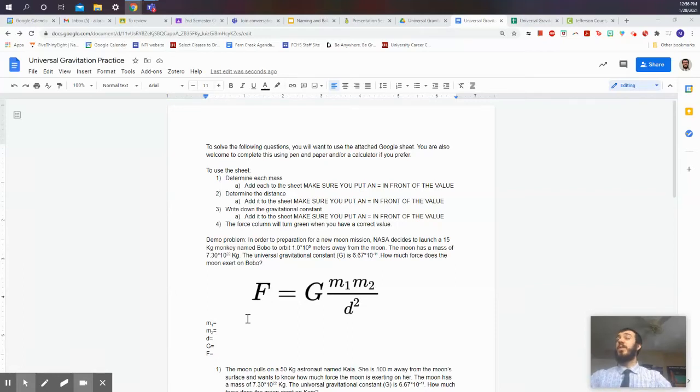Here are the steps for how to solve this demo problem using the Google Sheet attached. So let's read the question.